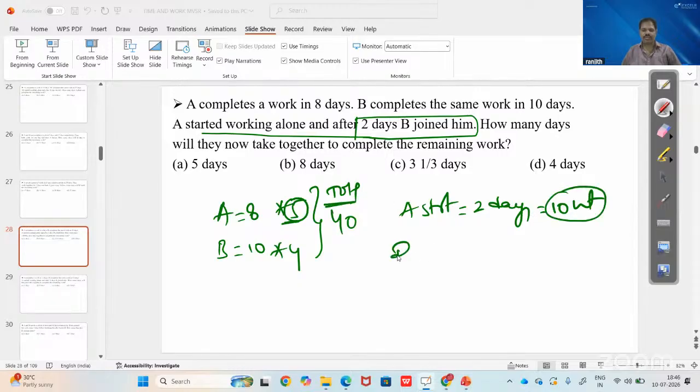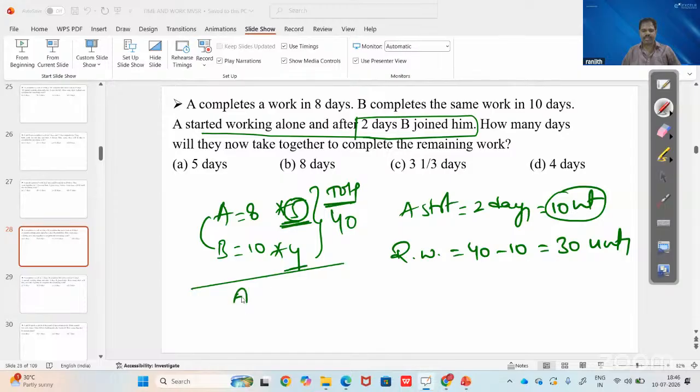So remaining work equal to 40 minus 10. 40 minus 10 equal to 30 units. This 30 units has to be done by A and B together, where A equal to 5, B equal to 4. Then the sum of A plus B equal to 9 units per day.